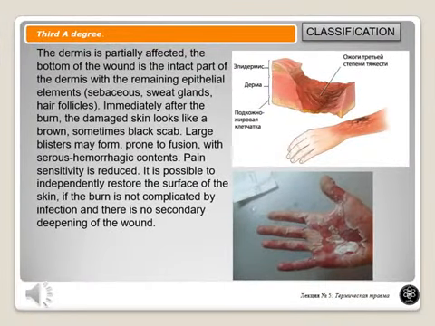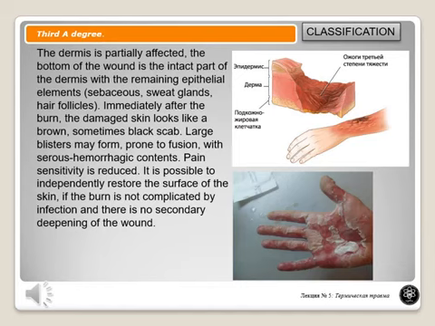So, the third degree. The dermis is partially affected, the epidermis is affected, but the wound has an intact part of the dermis with the remaining epithelial elements, the so-called woody skin. These are sebaceous glands, sweat glands, hair follicles. After a burn, the damaged skin looks brown, sometimes black, as if burnt. Bubbles of a sufficiently large size may form, prone to merging, with contents of a serous hemorrhagic nature. Pain sensitivity is most often reduced. Self-recovery of such burns is possible.